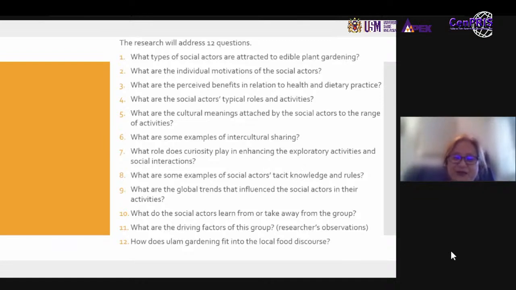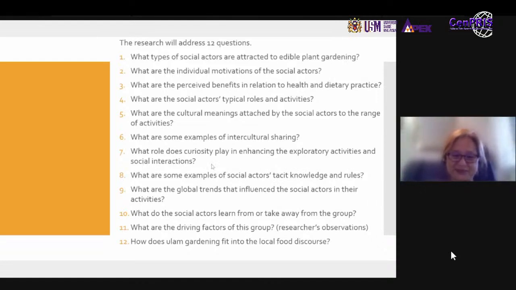This is actually one of the important questions which I think new categories will develop from, because I think there is a role of curiosity in discovering biodiversity, which is in an urban context. Of course, we're not in the rainforest, okay? But it is something that is very close to the social actors.